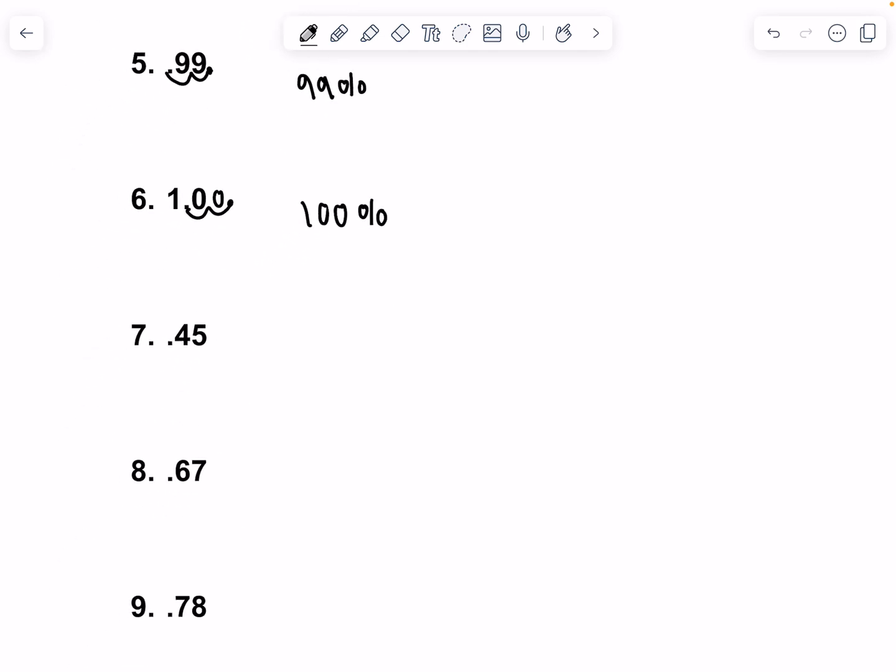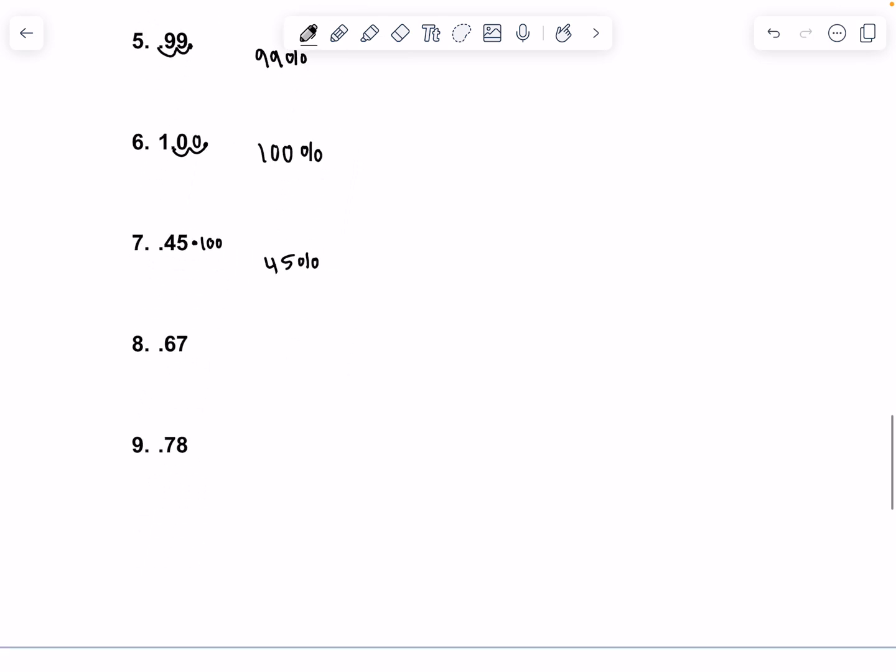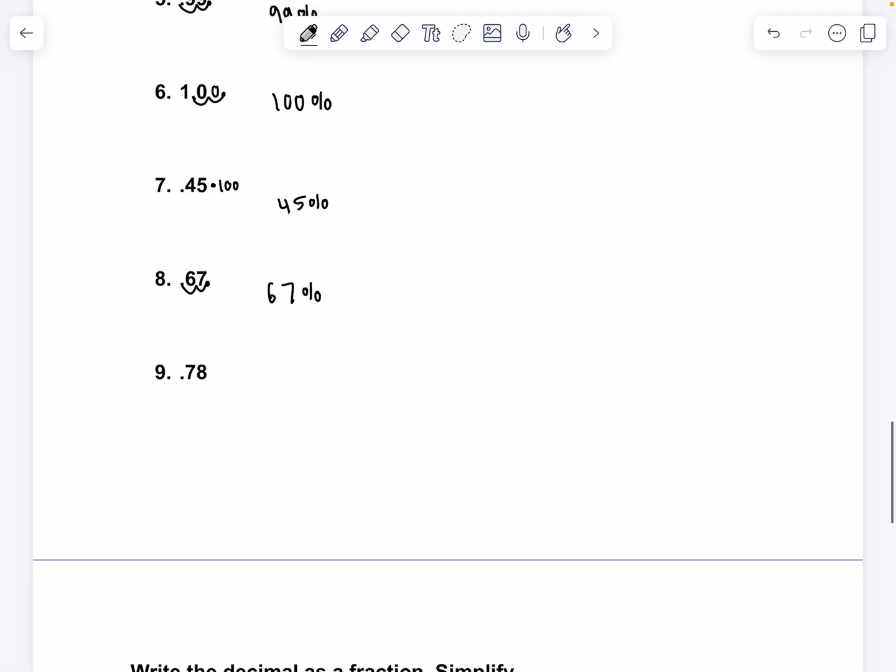Here, 0.45. We can just multiply by 100. That will give us 45%. Those are the two main methods. So we move the decimal place twice: 67%. And for this last one, we move the decimal place 2 times. That'll give us 78%.